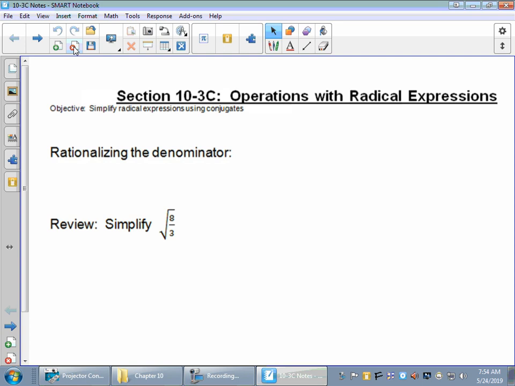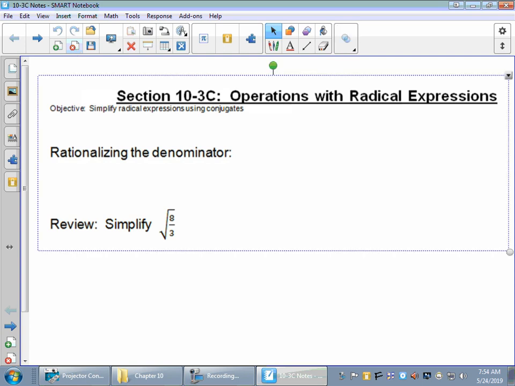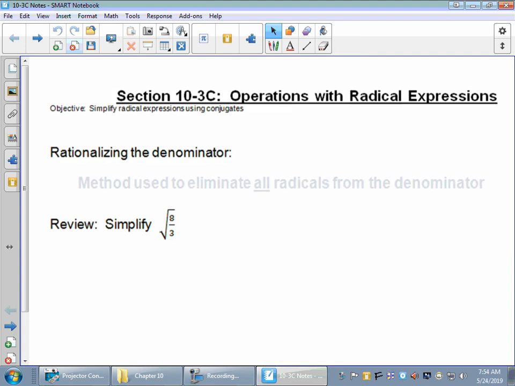So when we talk about rationalizing the denominator, again, remember, that means the method to eliminate all radicals from the denominator. Remember back in 10.2, we talked about how you cannot have a square root sign in the denominator of a fraction or any type of radical, so we had to do something to get rid of it. So here's a little review from that.